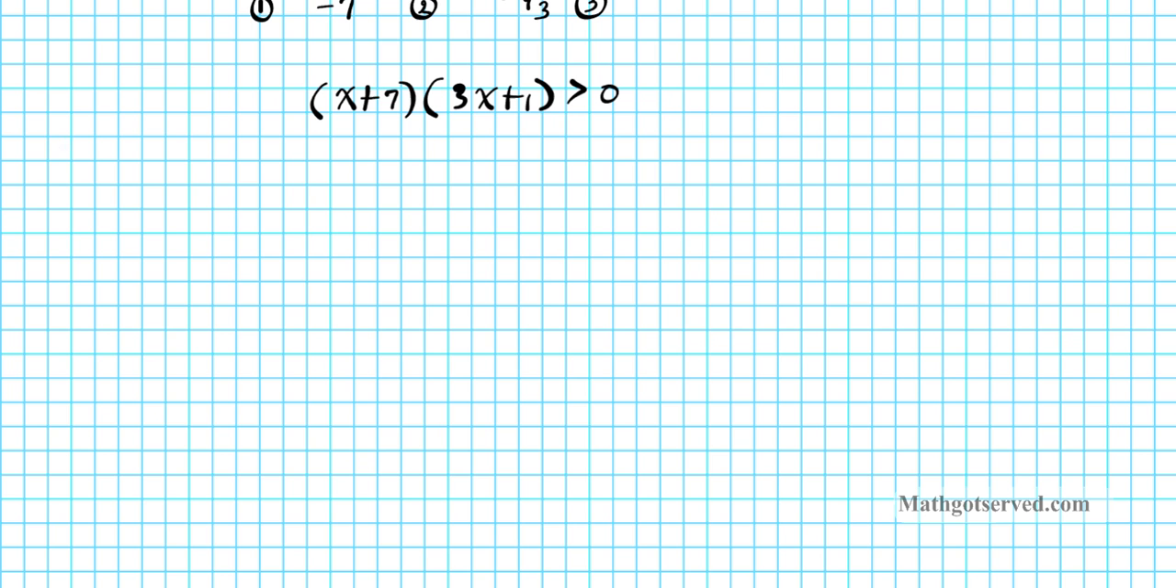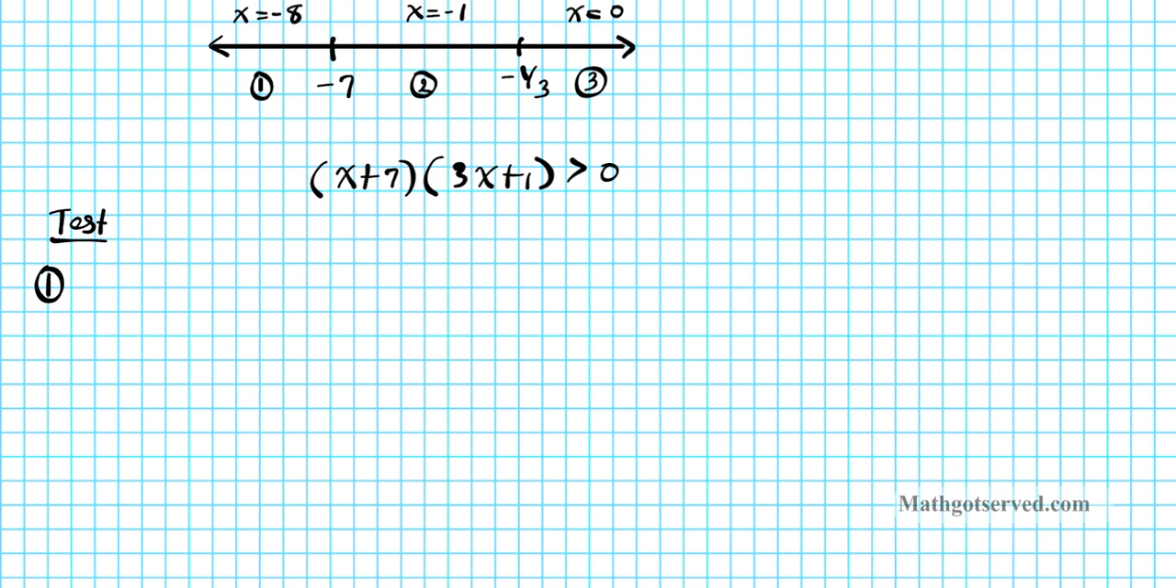All right, so let's do our test here. For interval number 1, what did we decide to use again? x equals negative 8, sorry. So I'm going to put negative 8 in here and see if we have a true statement or a false statement. Let me just put some lines here so you guys can see what's going on. All right, so let's test that.